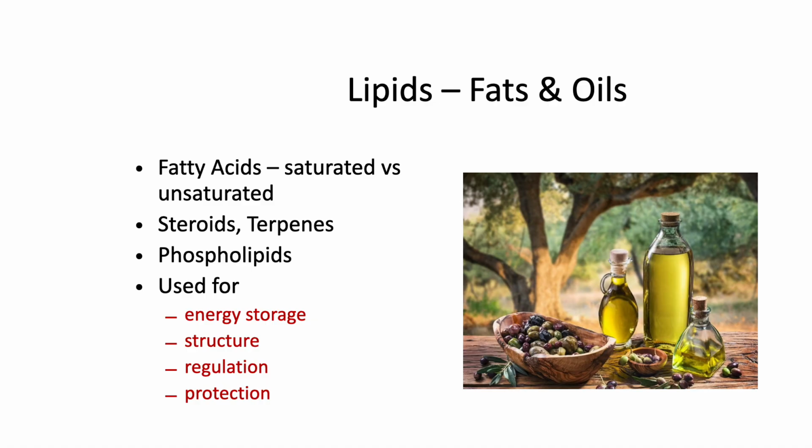All right, the next group are the lipids. These are the fats and oils. They are mostly carbon and hydrogen. There's a couple unusual types. Phospholipids are important in cells. Lipids are used for energy storage, for structure, for regulation and protection.